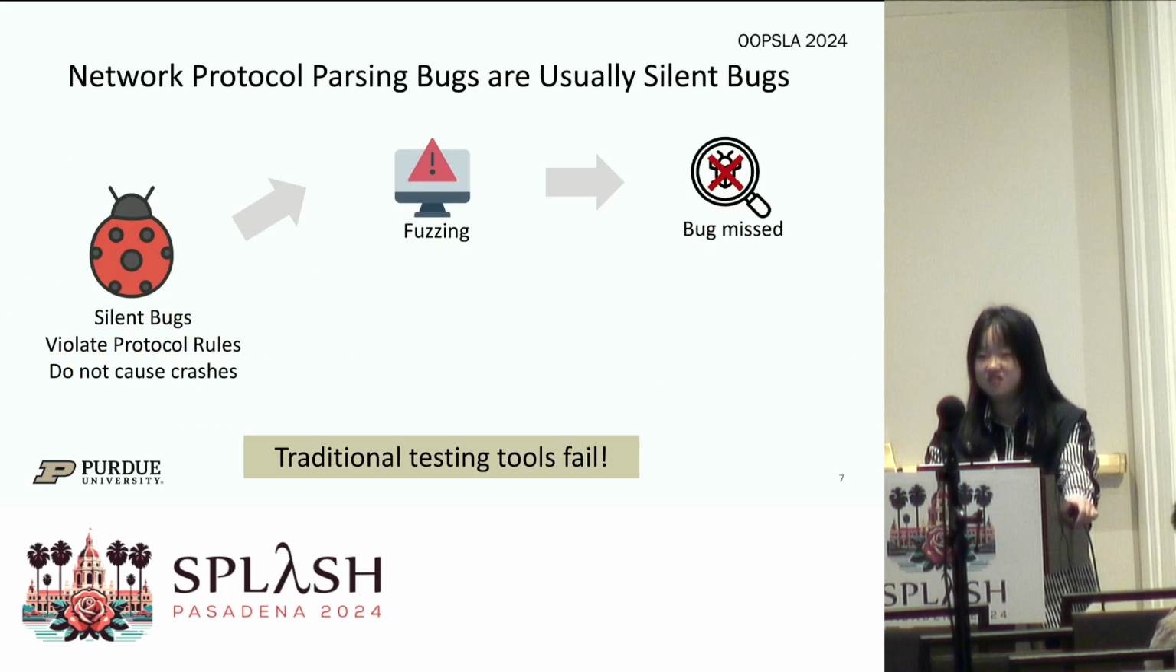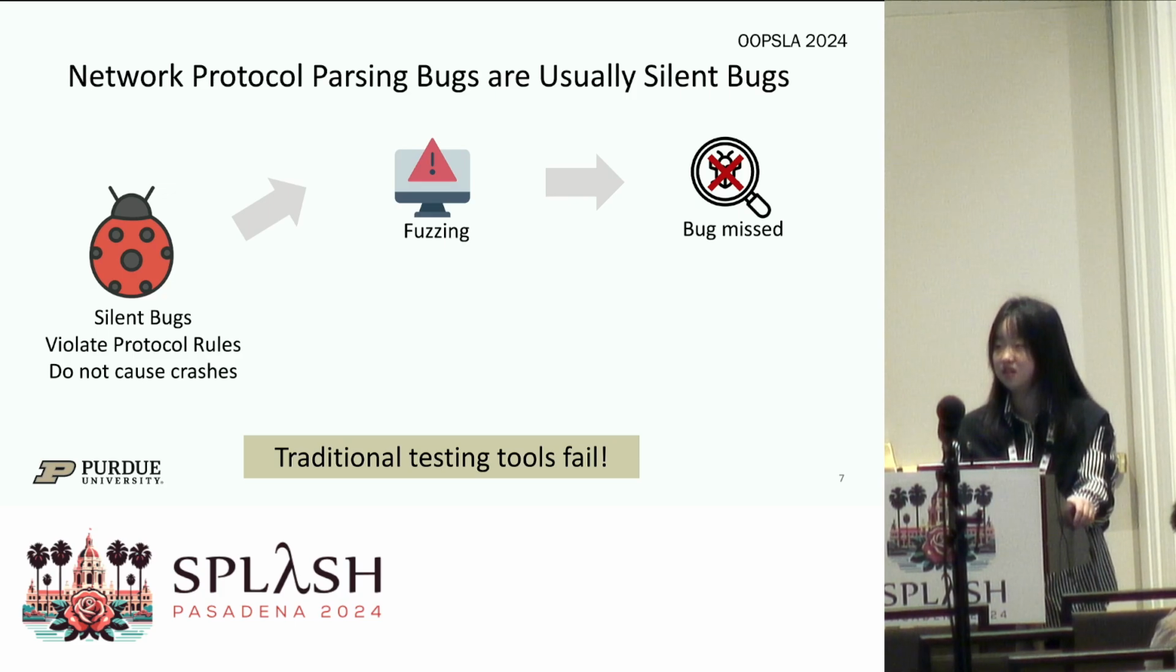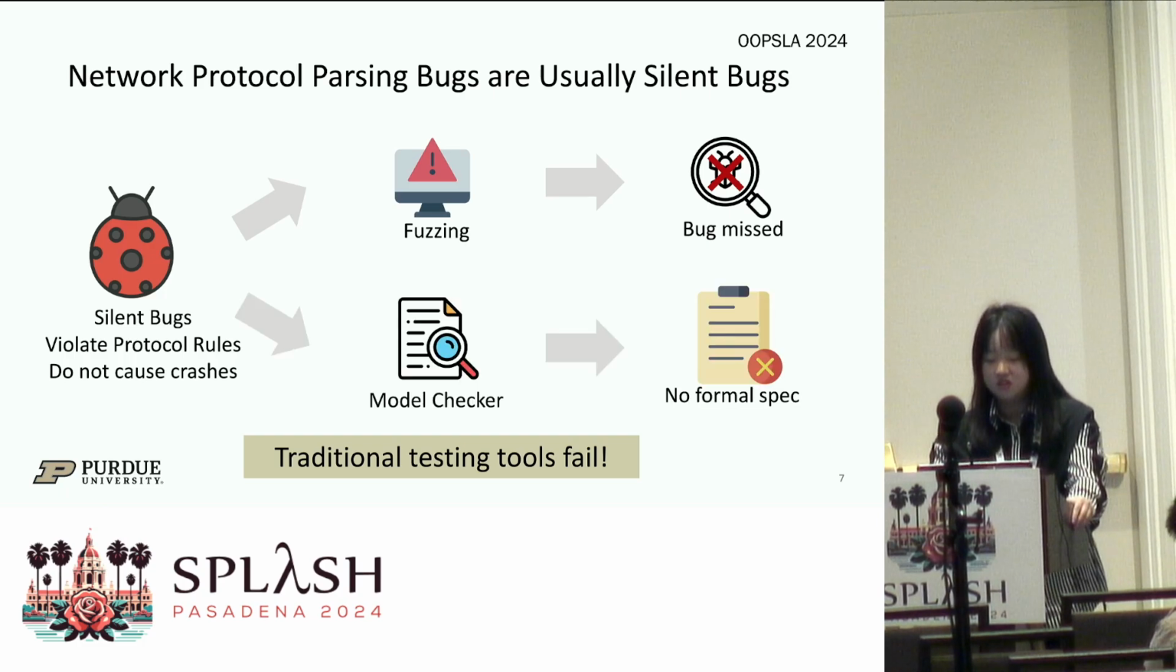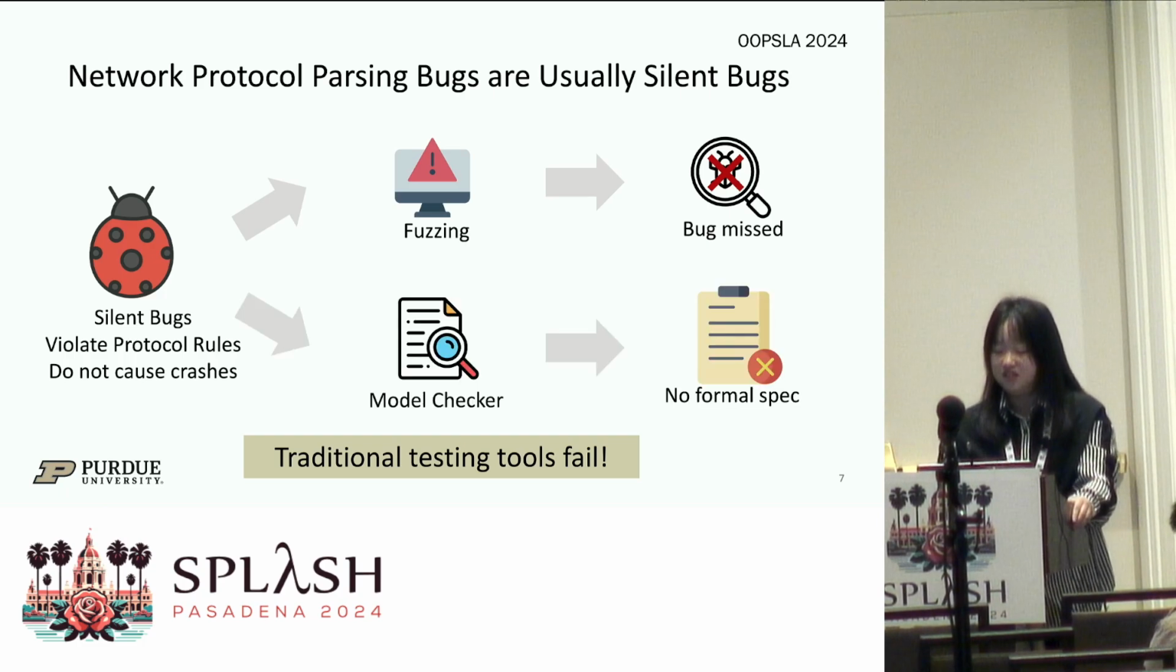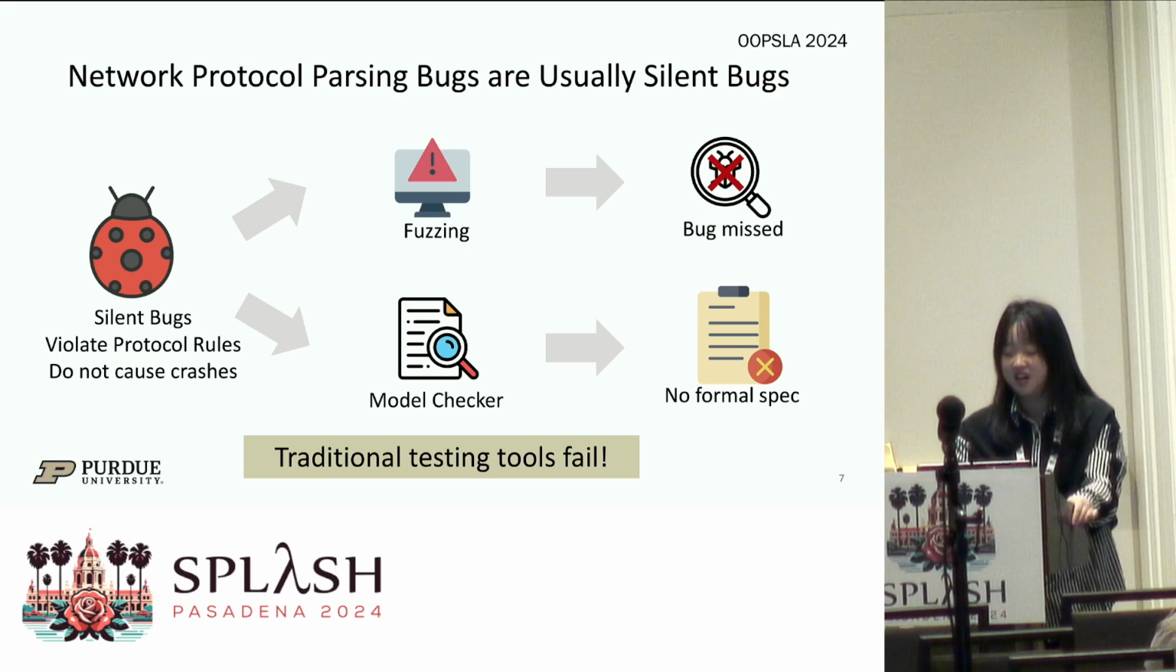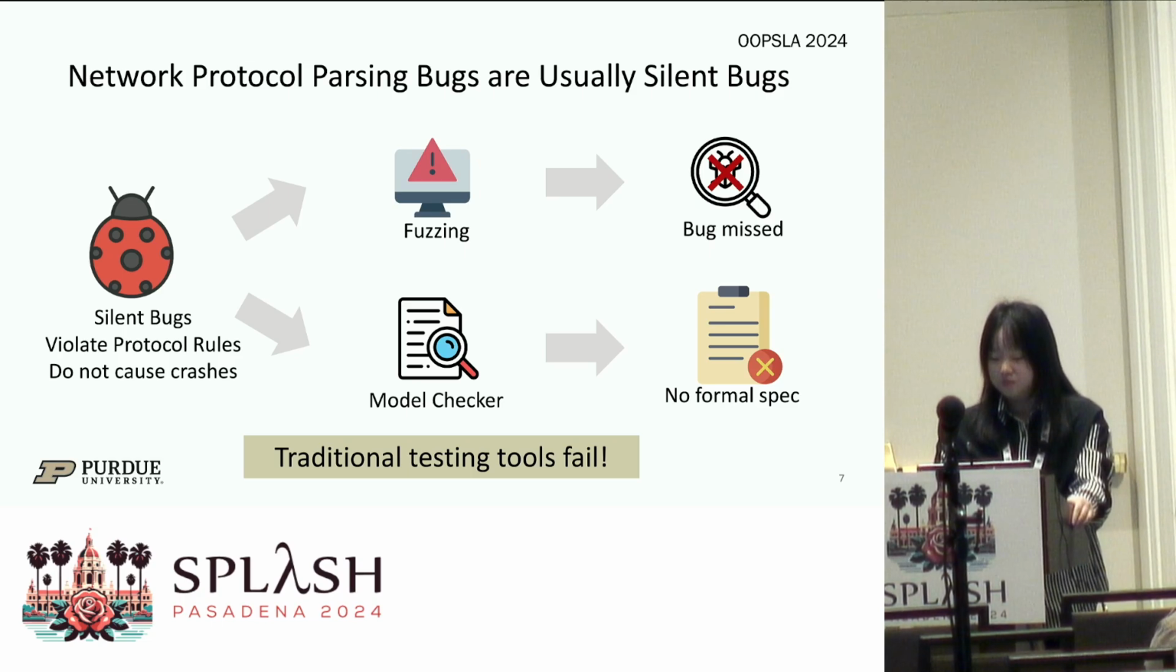Just like the bug we mentioned, many protocol parsing bugs are silent data corruptions, which violate protocol rules but don't crash the system. So traditional fuzzing techniques can often miss this kind of bug. Model checkers need protocol-specific oracle code to detect these bugs. But formal specifications are often missing since network protocols are often described in natural language documents, such as the RFC documents.